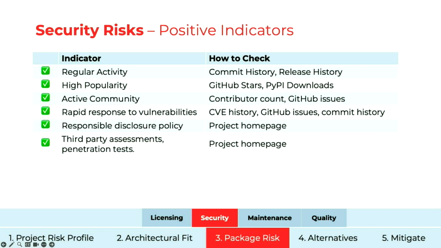You want to make sure that people are actually regularly committing code to that package. Look at the commit history, look at the release history. It's actually very important to look at the release history as well as the commit history, because if they are committing every day but they haven't had a release in 3 years, that doesn't really help you very much. But a package that's being actively worked on is less likely to have security vulnerabilities because people are actually looking at the code.